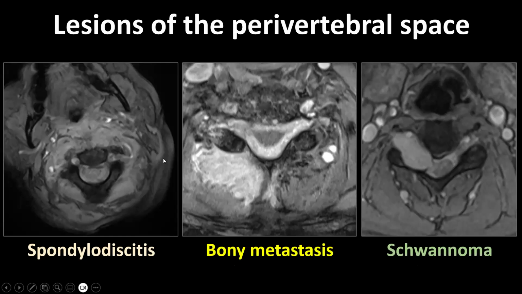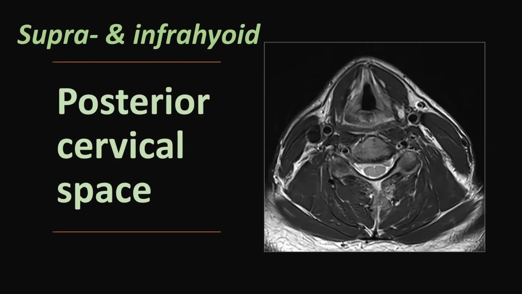So to summarize, the main pathological entities we can encounter in the perivertebral space would be spondylodiscitis, bony metastases with soft tissue components, and schwannomas. Now we're almost through. The last couple of spaces I'm going to talk about are actually quite small and limited in the types of pathology you can encounter there.